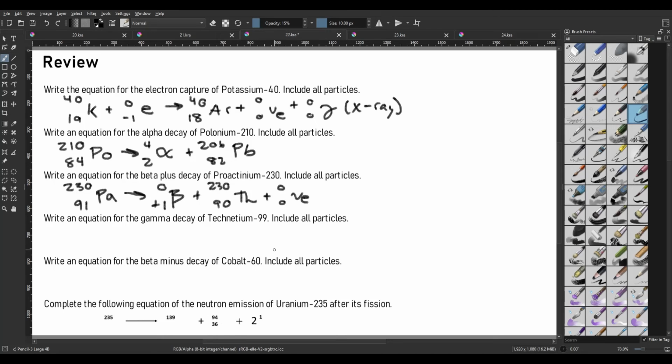Write the equation for the gamma decay of technetium 99. Include all particles. If we look on the periodic table, technetium is element number 43. It's 99 over 43, Tc. And it says the gamma decay. So remember, whenever we have gamma decay, we have to mark metastability up here. So we put an M next to the mass number. And then, of course, the nuclear structure is unchanged.